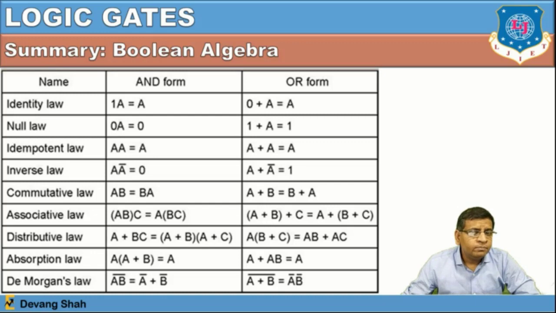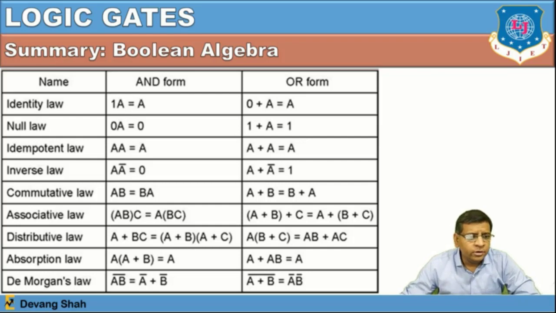Same way you can define more laws, like the idempotent law, A into A is equal to A, because it's a Boolean function, right? So 1 dot 1 is equal to 1, 0 dot 0 is equal to 0, and A plus A is equal to A, because 1 plus 1 is equal to 1, and 0 plus 0 is equal to 0, right? Wherever you have a variable A, B, C, anything, just put A as either 0 or 1, and you will get the answer. Then the inverse law is A dot A bar is equal to 0, because it's multiplied with the complement of each other. And A plus A bar is equal to 1, because it's an ORing function.